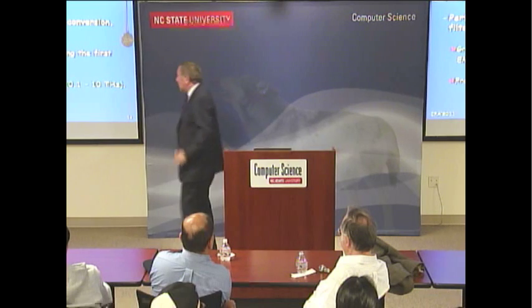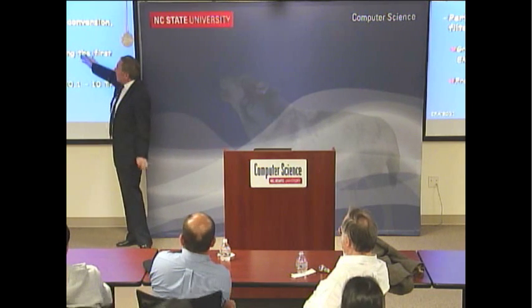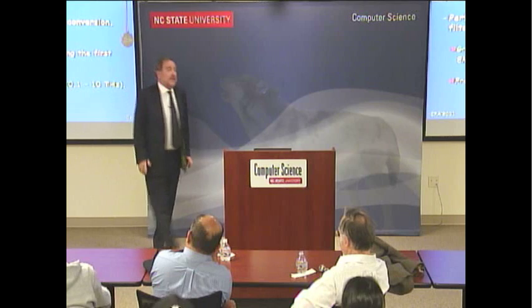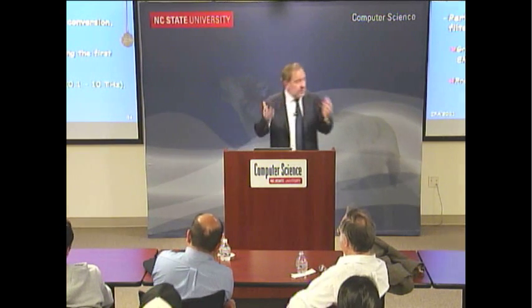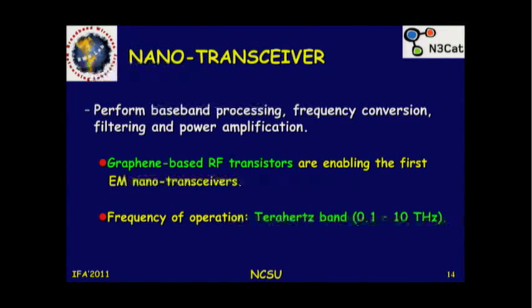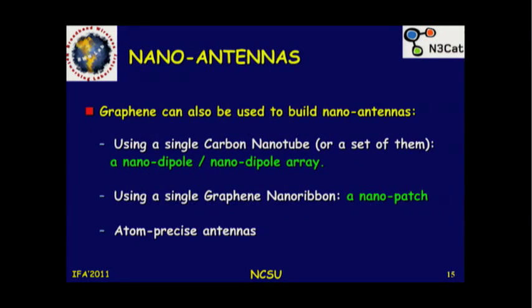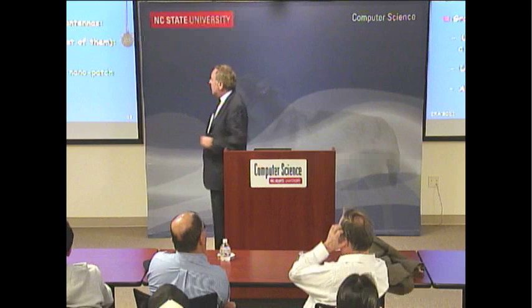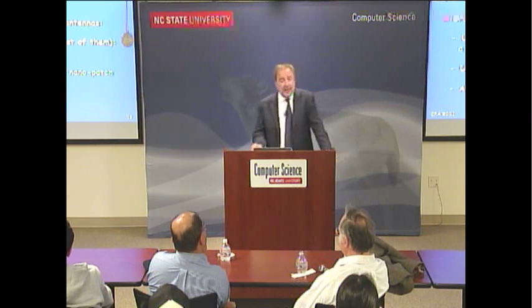Now it's interesting, we'll come back to this. These transceivers will be operating in the terahertz band. Most of you know gigahertz or megahertz, but now we are moving up to the terahertz band. I will revisit that issue. There are also activities on nano antennas. Again, people are using graphene to develop these nano antennas, like using a single carbon nanotube or a set of them, or using a single graphene nano ribbon as a nano patch, or atom precise antennas.